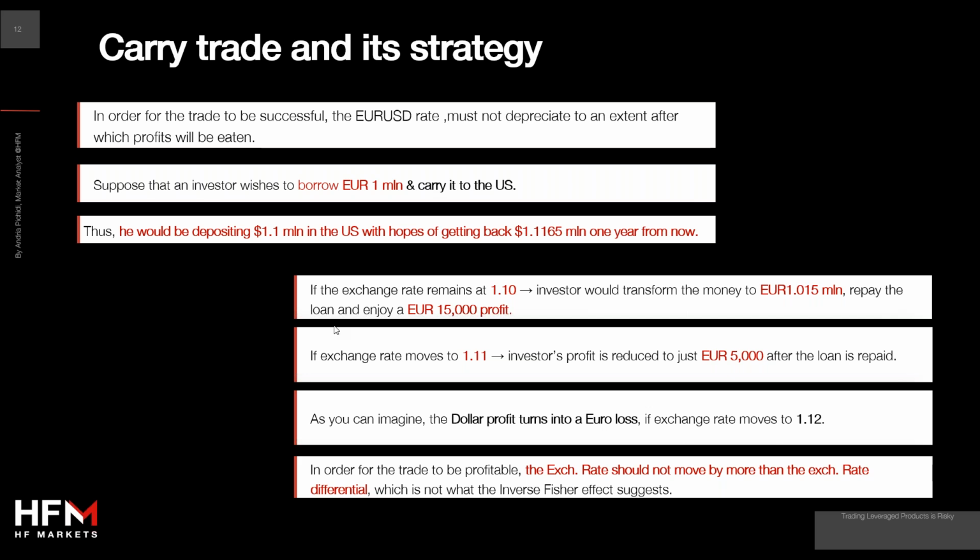In this example, as I mentioned, I have used euro dollar. So borrow euro, carry to the US. Let's assume that this investor has borrowed 1 million euros and carried it to the US. The exchange rate for euro dollar was 1.10. So when he converted the euros into dollars, because the rate was 1.10, that resulted in 1,100,000 US dollars deposited in the United States.